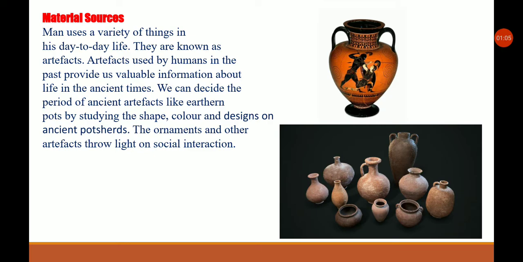Material sources. Man uses a variety of things in his day-to-day life. They are known as artifacts. Artifacts used by human in the past provide us valuable information about life in the ancient times. We can decide the period of ancient artifacts like earthen pots by studying the shape, color, and designs on the ancient potsherd. The ornaments and other artifacts throw light on social interaction. You can see the pots.